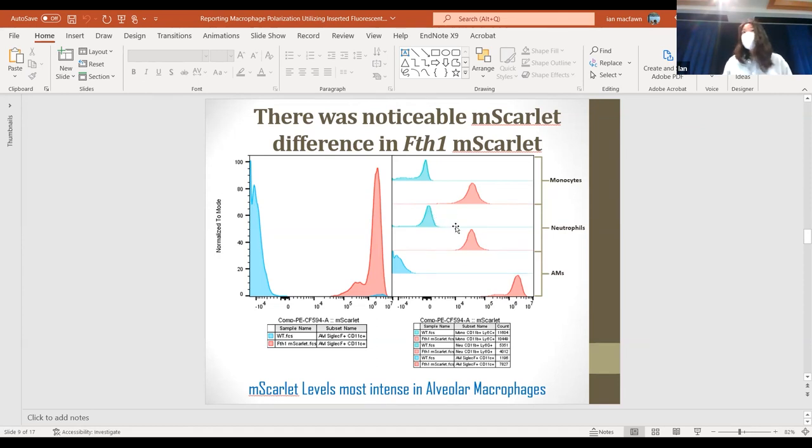So from this we know that alveolar macrophages primarily use ferritin, or primarily express FTH1, as their main source of iron. But we also know that other immune cells like neutrophils and monocytes use it as well, but not as intensely or not as much as alveolar macrophages. So now that we know this, what can we do with this?